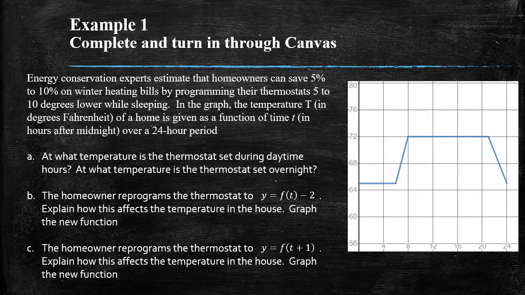set overnight. Part B, the homeowner reprograms the thermostat to y equals f of t minus 2. Explain how this affects the temperature in the house. Graph the new function. Part C, and consider this separate, so think of this as a different homeowner, reprograms his thermostat to y equals f of the quantity t plus 1. Explain how this affects the temperature in the house. Graph the new function.